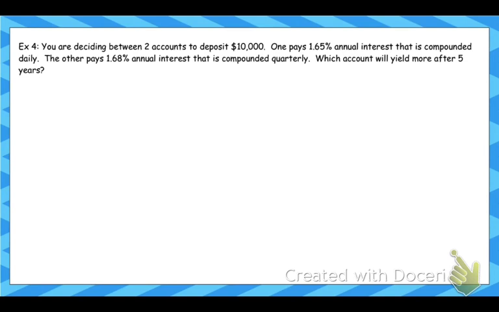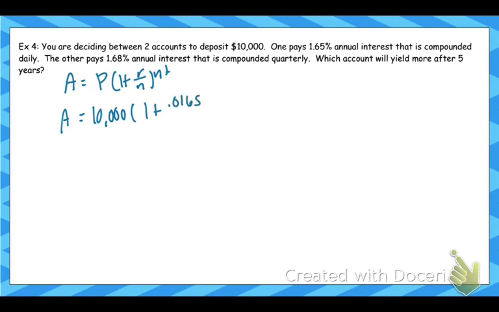For equation number 1, all of these are going to be A equals P times (1 plus R over N) to the NT. So as option number 1, $10,000 is the principal. My rate for the first one is 0.0165, because again, we have to write it as a decimal. That's going to be compounded daily, so that's going to be 365 for my N. And then I'm using 5 years.